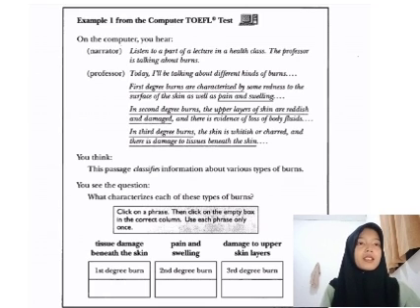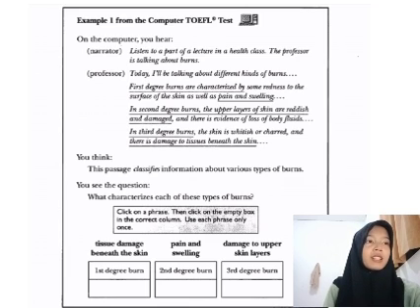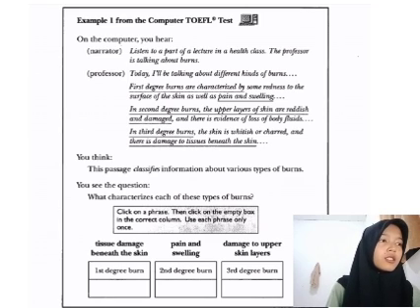Tissue damage beneath the skin. Okay, first degree burn. Now tissue damage beneath the skin. This is the third degree burn. And pain and swelling. This is second. Damage to upper skin layers. Yeah, some redness to the surface of the skin as well as pain and swelling.